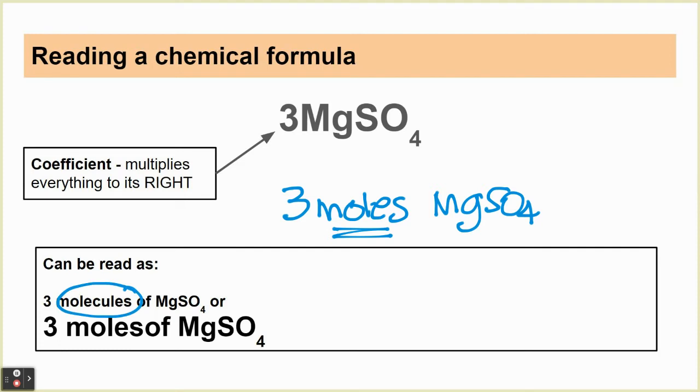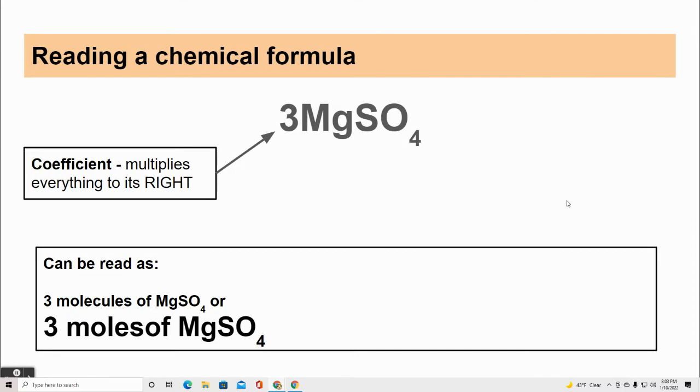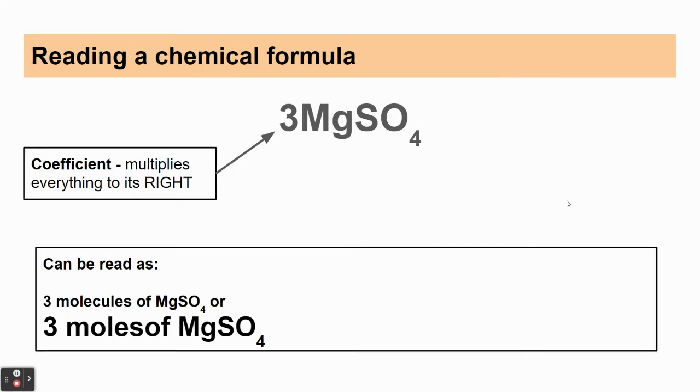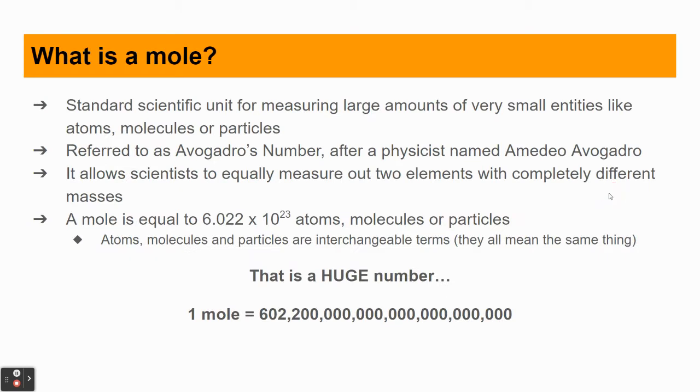Guys, moles is different from molecules. A molecule is when you have several atoms that you combine together to form a substance. A mole is more of a measurement unit. It's like a dozen. It's like a kilogram. So a mole is a standard scientific unit for measuring large amounts of very small quantities like atoms, molecules, or particles. Most of the time, that number is referred to as Avogadro's number, after the physicist Amadeo Avogadro. It allows scientists to equally measure out two elements with totally different masses.